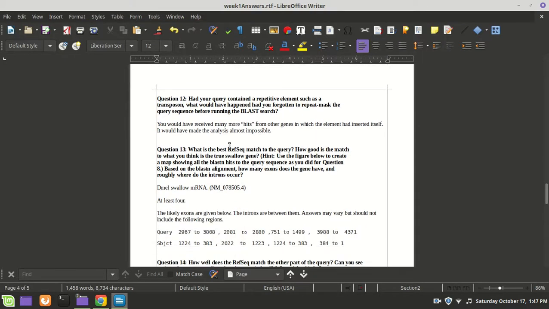How would you have received many more hits from the other genes? This is just the idea of what the problems are with repetitive elements. The fact is that you're going to get too many hits if you leave the repetitive elements in. You're going to be finding similarity with genes that simply have the same repetitive elements, and therefore they're going to look like they're similar, but in a real sense they're not.